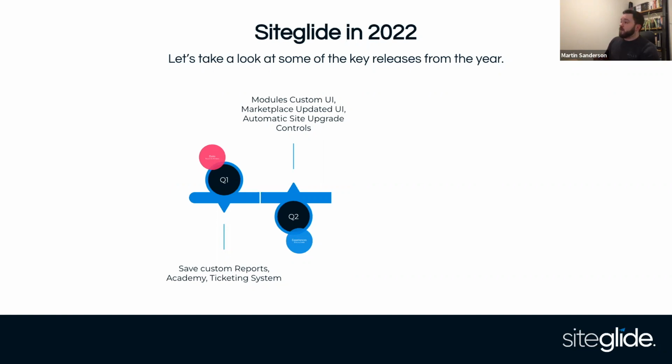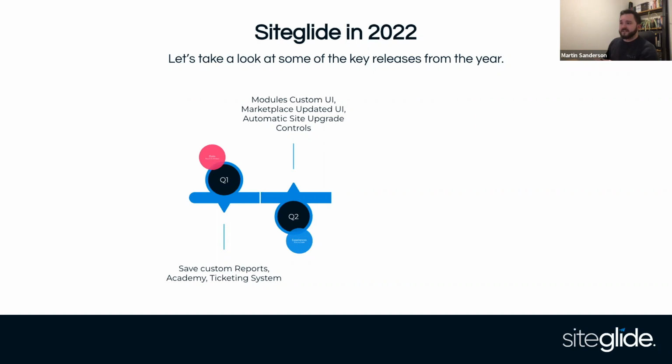We also updated the UI for Marketplace, so we added various fields for data and customization on those, and we also improved the way they looked and the way you could search and filter in the Marketplace as well. And that was released across site settings as well as the Marketplace area within Portal.